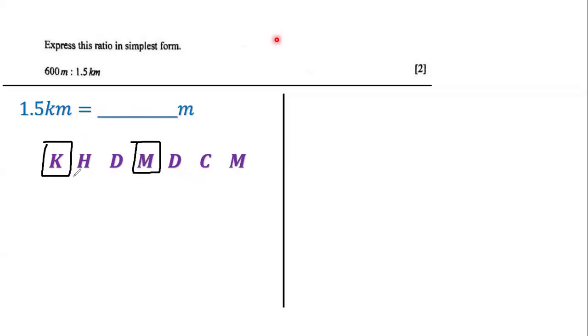So how many times must I move over in order to go from kilometers to meters? Very good. I need to move over 3 times. 3 times to the left or 3 times to the right? We're moving from kilometers to meters, so we're moving to the right. Very good. So we're gonna move over 3 times, right?